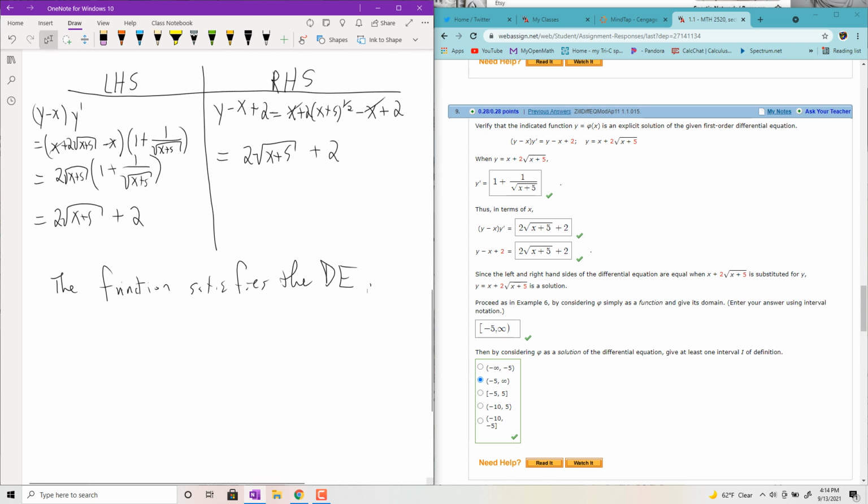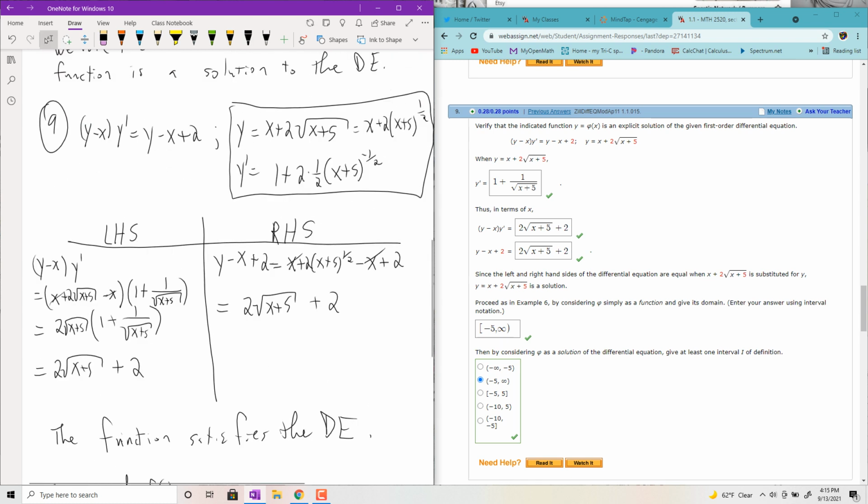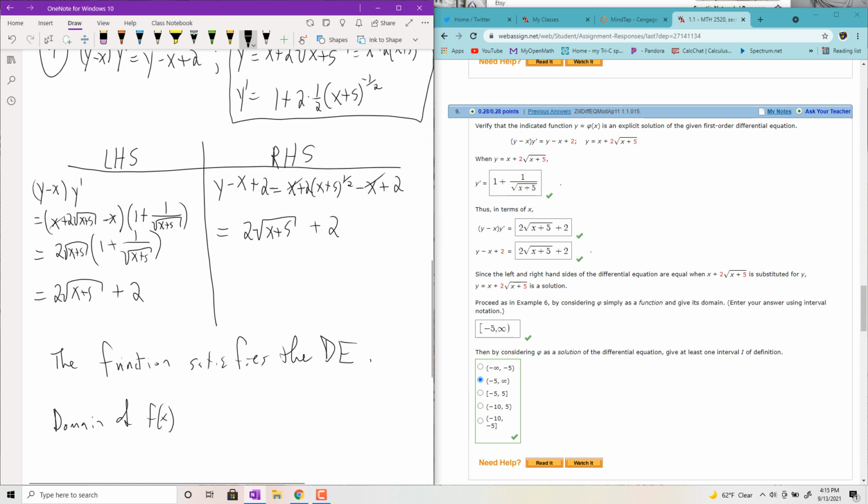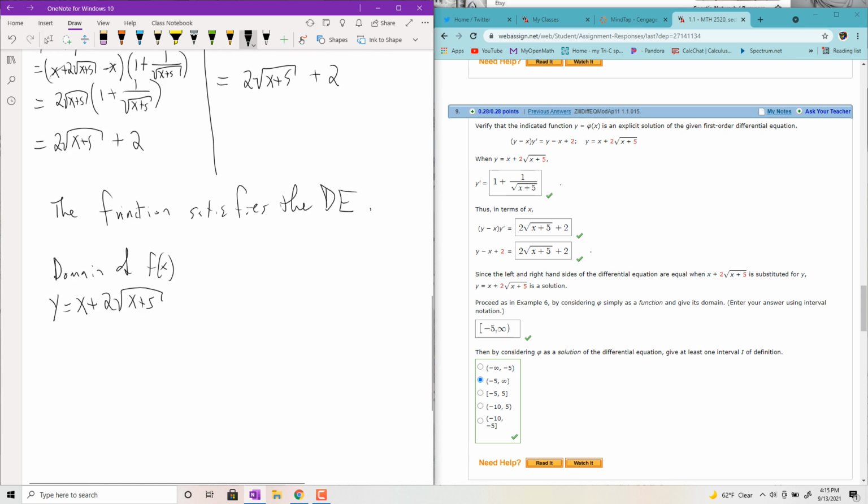Then we're after figuring out the interval of definition. So you can find the actual domain of the function. The domain of f of x is just going to be where you're not having negatives under the square root, because the function is y equals x plus 2 square root of x plus 5. The only issue is that square root. So you need to ensure that x plus 5 is greater than or equal to 0. In other words, x is greater than or equal to negative 5. So the domain is actually from negative 5 to infinity.